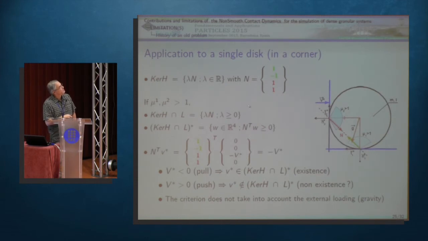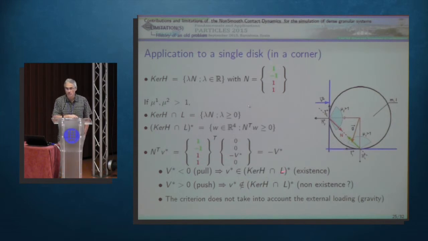And if we apply this criterion to the one disk system, the null space is defined here, and if the friction coefficient is greater than one, the intersection of the null space and the Cartesian product of Coulomb's cones is given by this expression, and the dual cone is given by this definition. We have, in fact, to verify that small v star belongs to the dual cone. That means we have to compute the scalar product of n and v star. It is, in fact, equal to minus capital V star, the prescribed velocity of the moving wall.